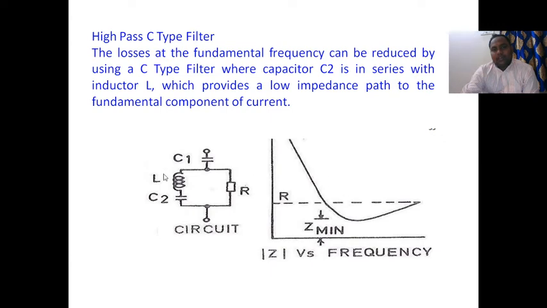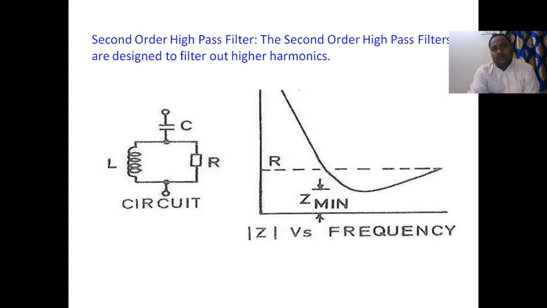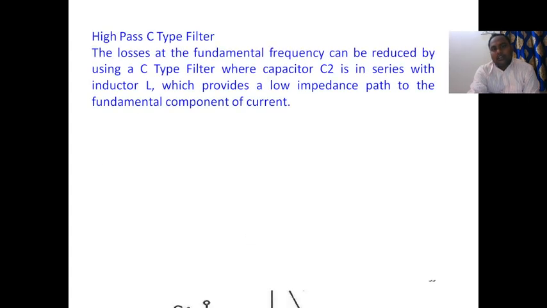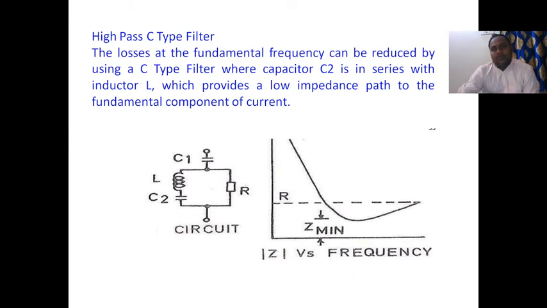The graph will be similar to the previous one. The second order high pass filter and the high pass C type filter have the same graph. The losses at the fundamental frequency can be reduced by using a C type filter where the capacitor C2 is in series with the inductor L, which provides a low impedance path to the fundamental component of current. Here we have two capacitances. This is the high pass C type filter.